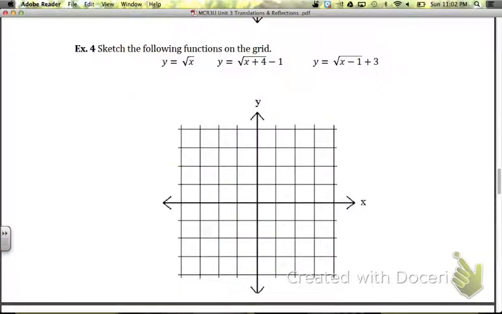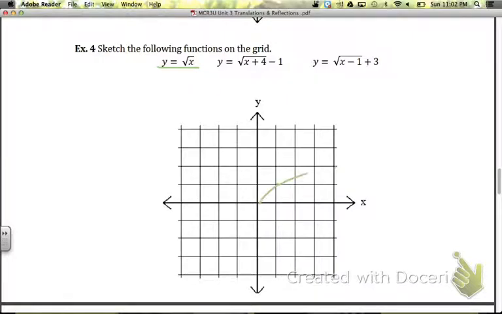Again, let's look at another example. Let's look at sketching the following functions on our grid here. So we have our base function, y equals the square root of x. When we're looking at the square root of x, we have some key points: 0, 0, 1, 1, and 4, 2.